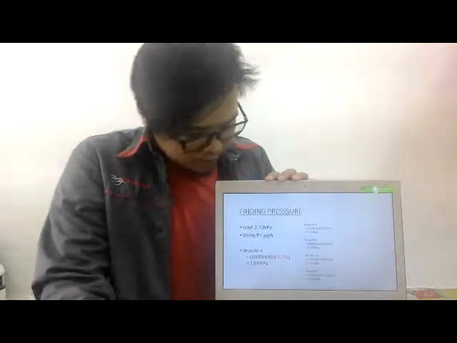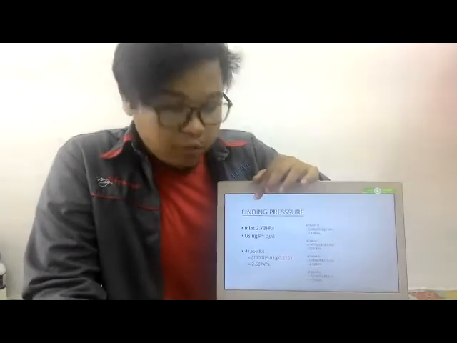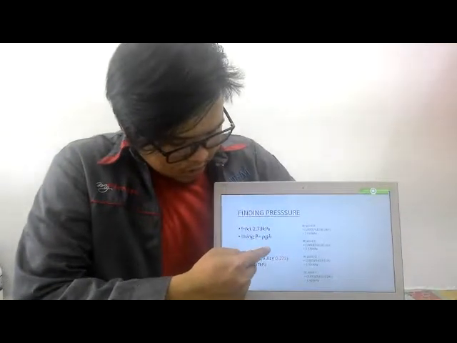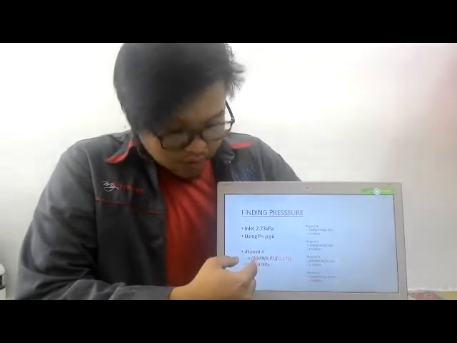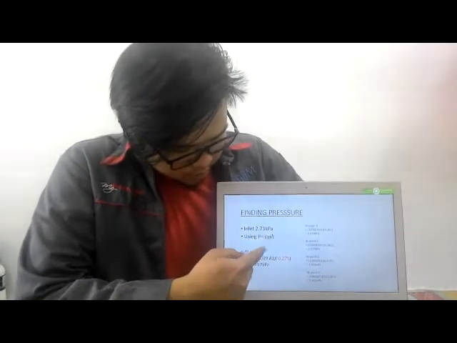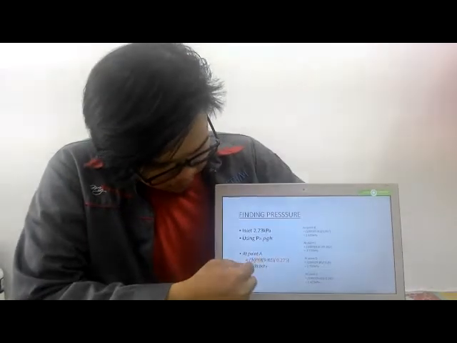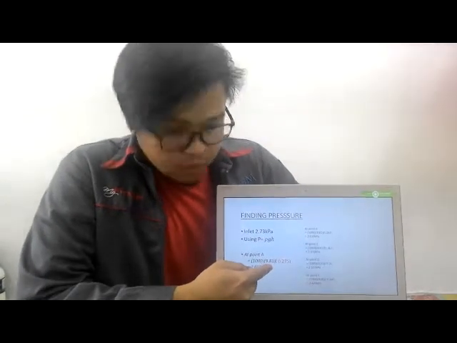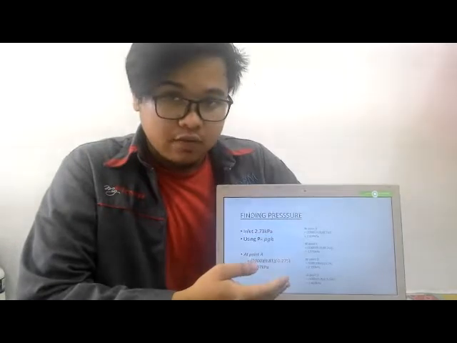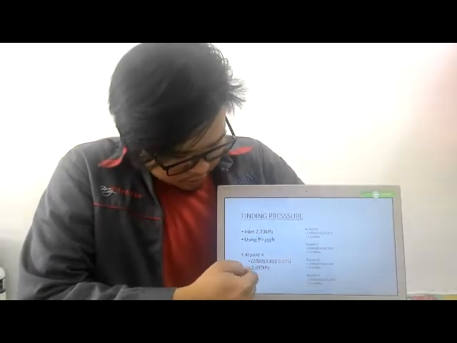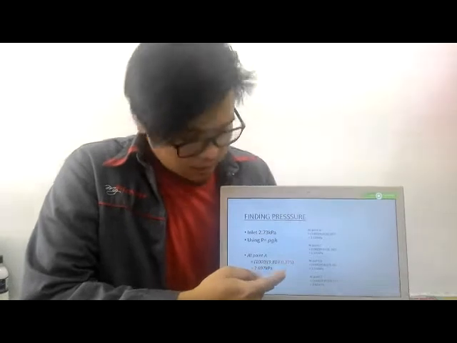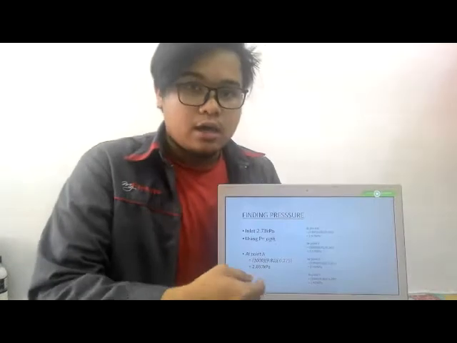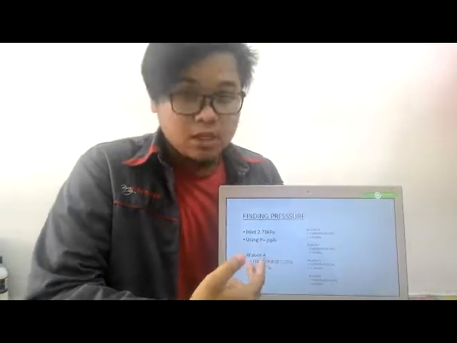So this is how we find the pressure. First, we know that the inlet pressure is 2.73 kilopascal, and by using the formula pressure is equal to rho gh, we will get the pressure for each point. For example, at point A, we input the data into the formula, where the rho for water is 1000, and the g, which is gravity, is equal to 9.81, and the h, which is the water level, is different for each point. For point A, it is 0.275 meter, and then we get the pressure equal to 2.697 kilopascal, and the calculation is similar for all the points.